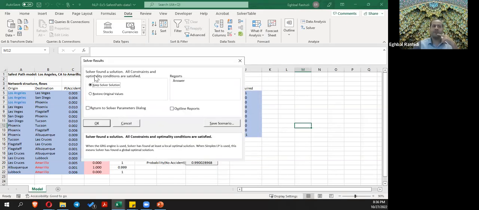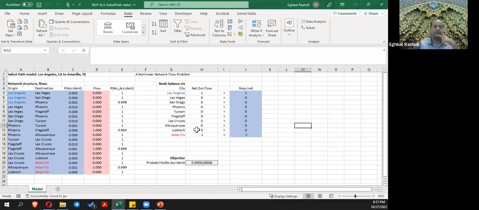It says the solver found a solution. All constraints and optimality conditions are satisfied. So it says it actually found the optimal solution. And it says, all right, from LA, go to Phoenix, and then from Phoenix, go to Flagstaff, and then from Flagstaff, go to Albuquerque, and then from Albuquerque, go to Amarillo. And for that, the probability of no accident is 99%.